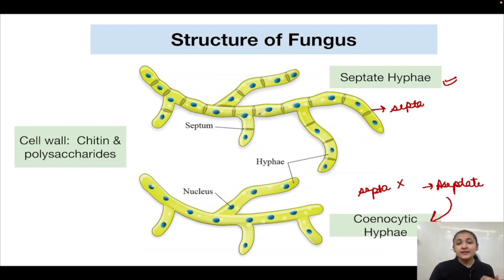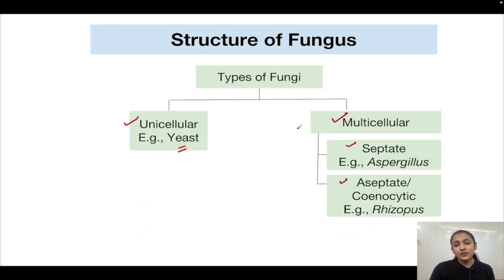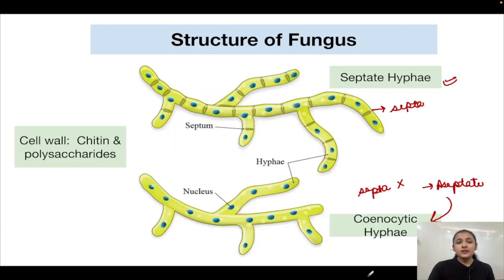Okay, and both of these are examples of multicellular fungus, in which more than one cell is present. So an example of septate fungus is Aspergillus, one of the examples, and of aseptate fungus is Rhizopus, okay. So the cell wall of fungi, unlike plants, is made up of chitin. Plants' cell wall is made up of cellulose, but the cell wall of fungi is made up of chitin and polysaccharides, okay. The major component in the cell wall of fungi is chitin.